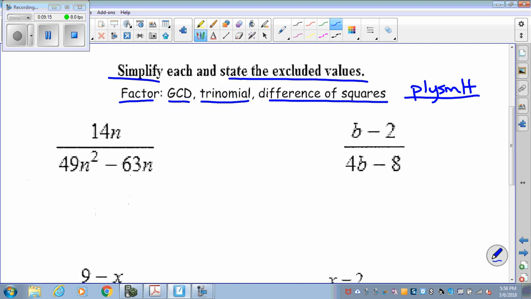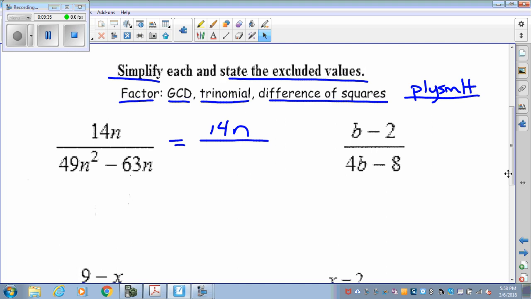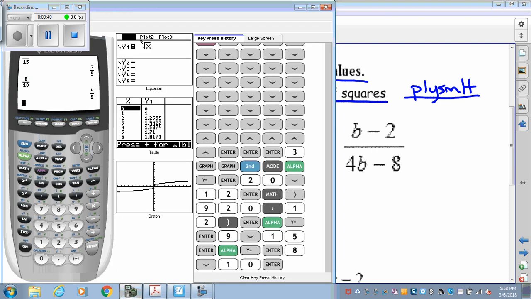All right, so first of all, I've got this 14n. Well, there's nothing really you can do to simplify that. All right, but let's see what we've got here. 49n squared minus 63n. Okay, well, let's do our GCD of 49 and 63. See if there's a factor that they both have. So we'll do math.